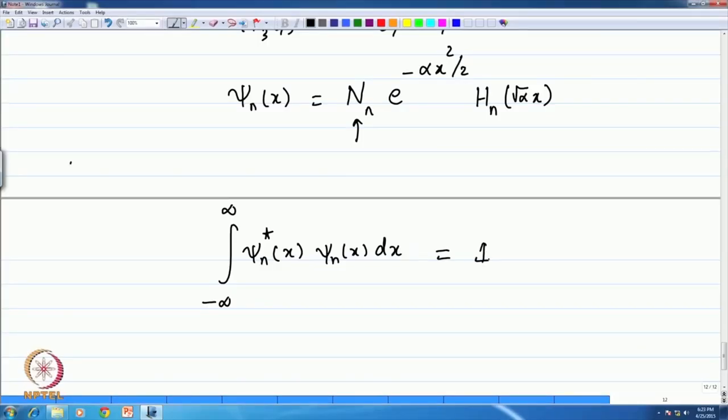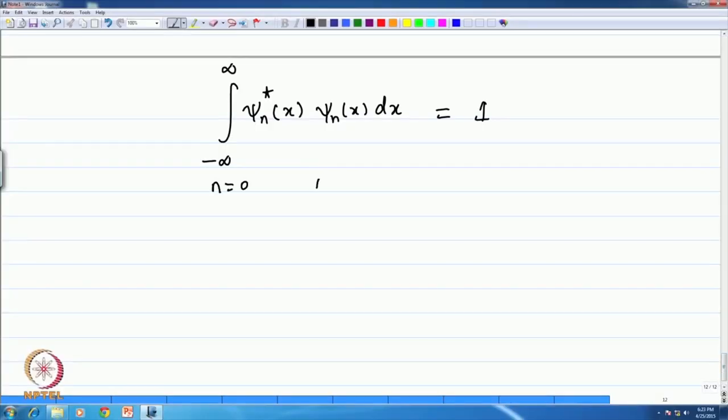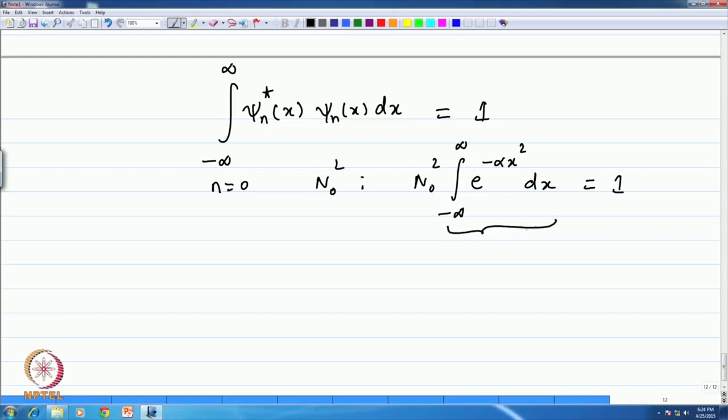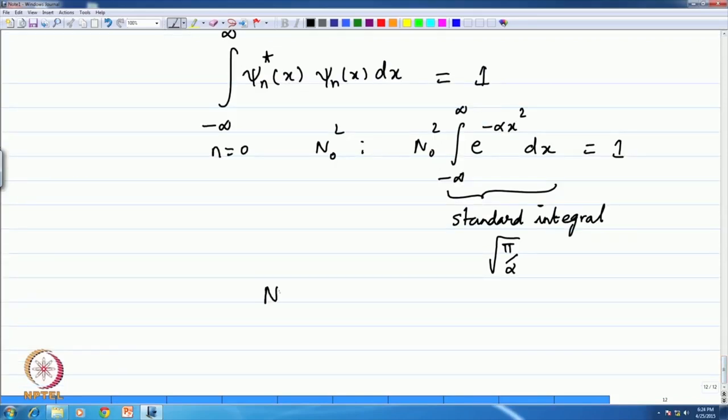And if we take this theoretical limit that x can go all the way to minus infinity and to plus infinity, then the normalization constant can be obtained from this condition, namely the integral of psi n star of x psi n of x dx is 1. For n equal to 0, for example, if you want to know what N0 squared is, that's obtained as follows: N0 squared times the integral of e to the minus alpha x squared dx between minus infinity and plus infinity is 1, because the Hermite polynomial for n equal to 0 is 1. And this is a standard integral. Its value is known. This integral is root pi over alpha. Therefore, the harmonic oscillator normalization constant N0 is (alpha over pi) to the power 1 by 4.